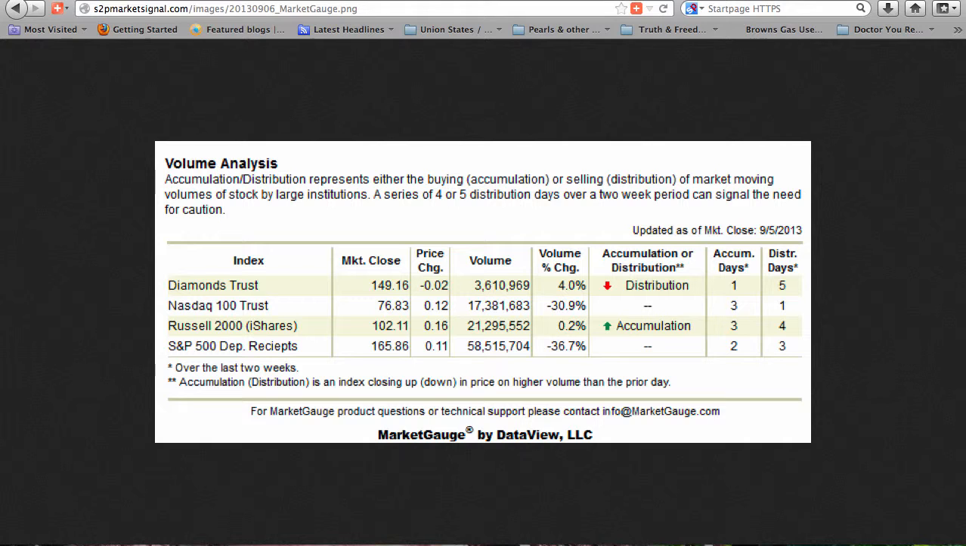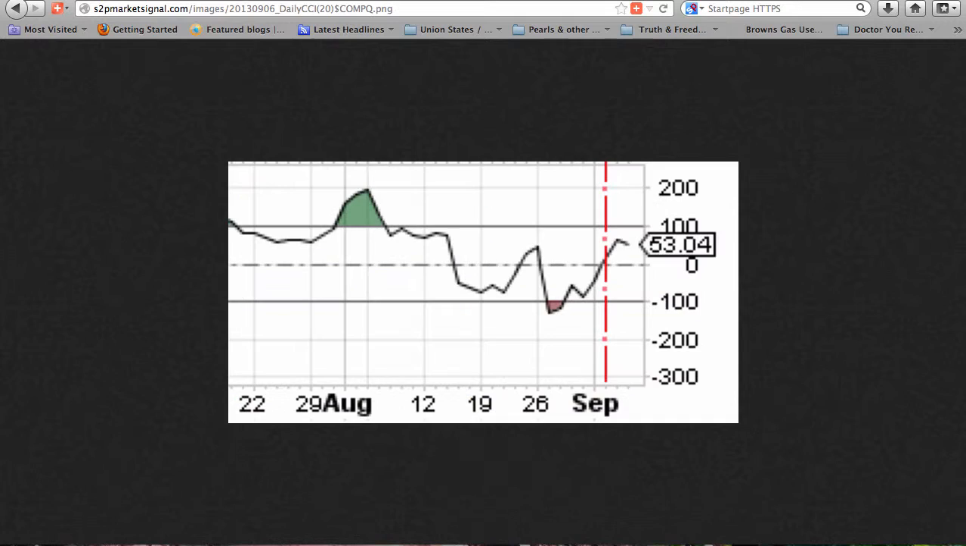Accumulation days are counted when the index closes up on higher volume than the prior market day, while distribution days occur when the index closes down on volume higher than the prior market day. Last week, the Russell 2000 ended in distribution mode.